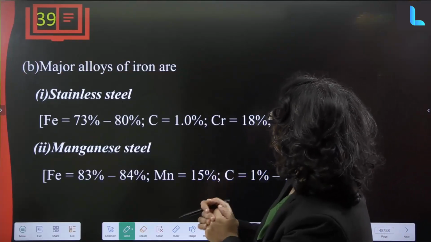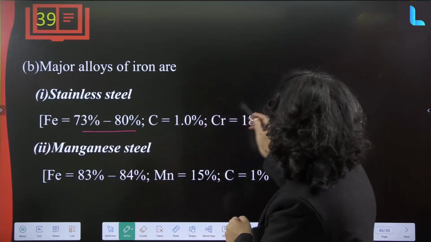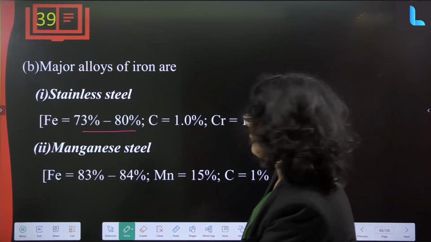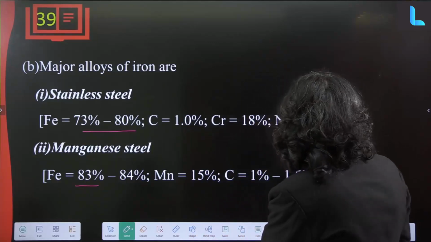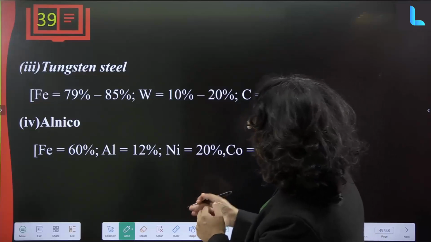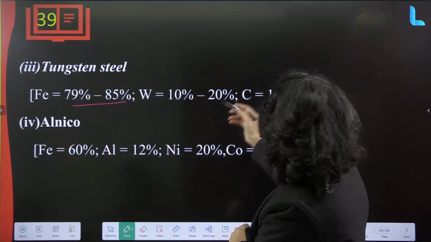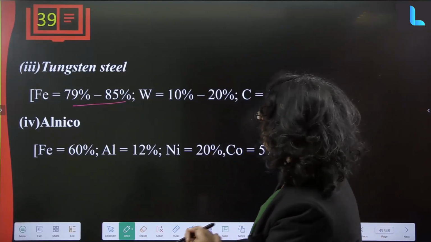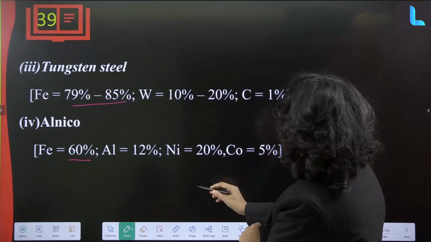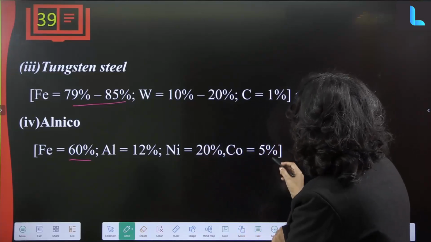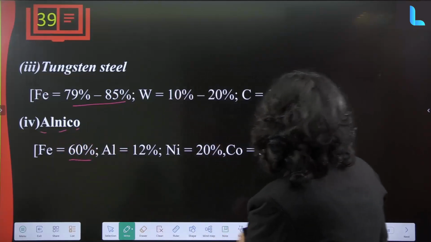Then the major alloys of iron. Again, iron is the maximum, that is 73 to 80%, and carbon 1%, chromium 18% and nickel 1%. Manganese steel: iron 83 to 84%, manganese 15%, carbon 1% to 1.5%. Tungsten steel: 79 to 85% iron, tungsten 10% to 20%, carbon 1%. And alnico: here iron is 60%, aluminium is 12%, nickel is 20% and cobalt is 5%. That is why it is called alnico, because aluminium, nickel and cobalt are present here, except iron.